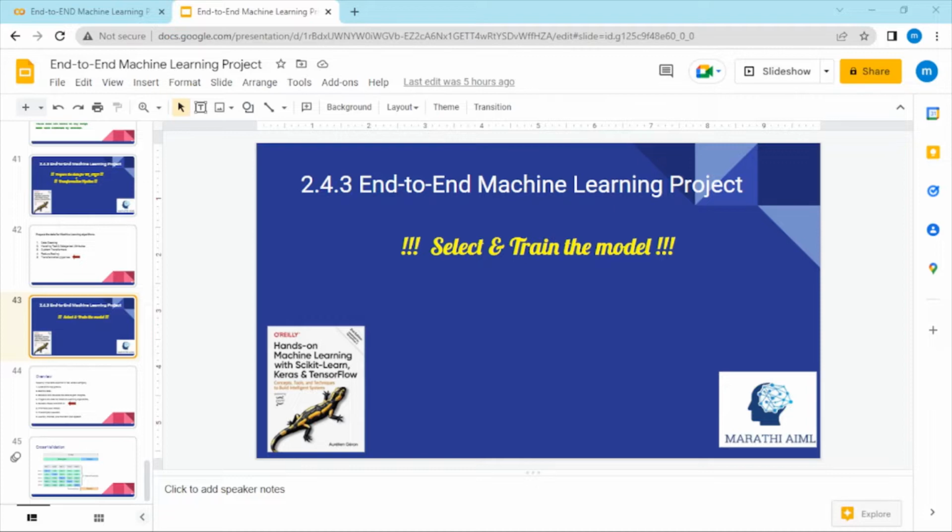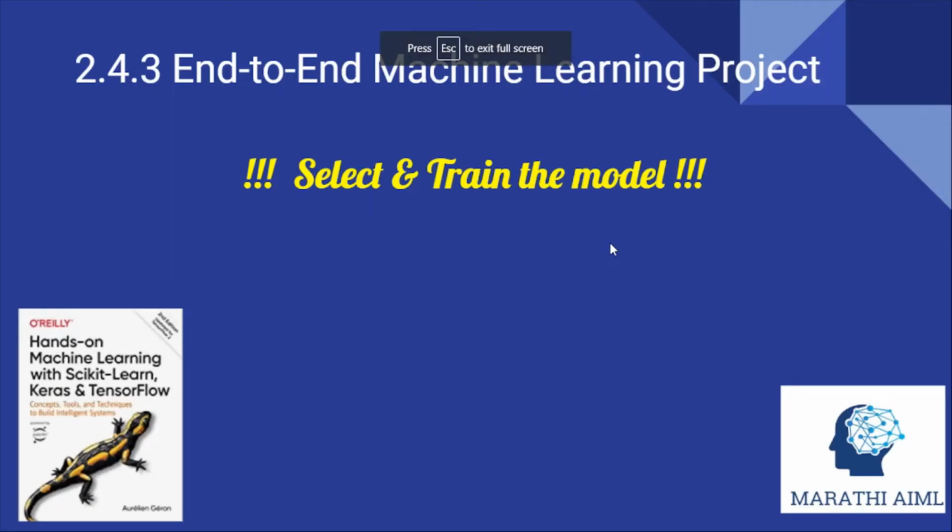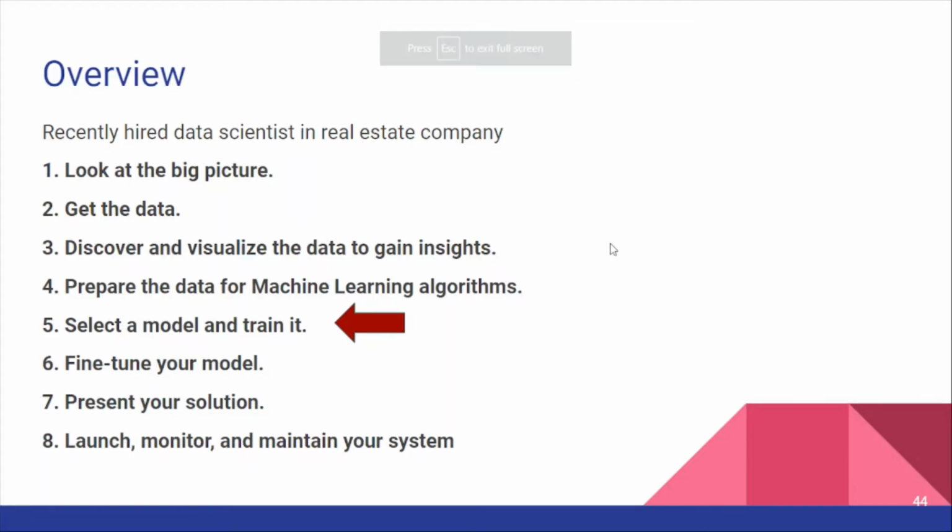So today we are going to see the next part of our series, end-to-end machine learning: how to select the model and how to train the model. So we are going to see in detail, but before that let me revise what we have seen as of now. As of now we have understood how to look at the big picture of any machine learning problem, how to get the data.